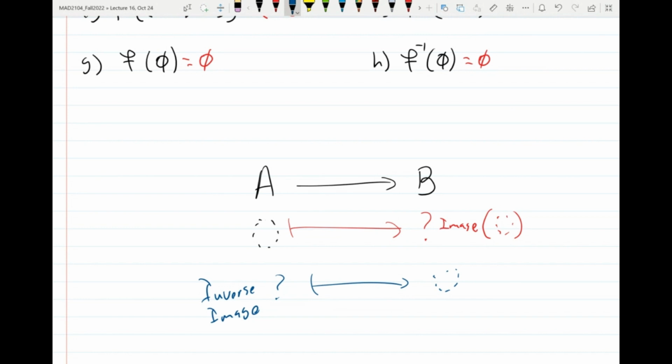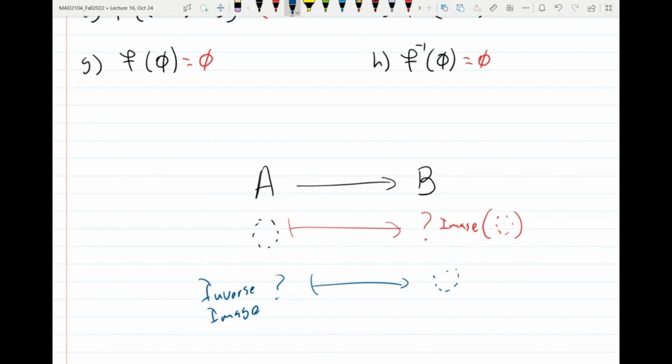Image, it has to come from here. Inverse image, it has to come from here. Inverse image is to go back. Image is to go forward. That's why we write the arrows and so on, so we have a clear understanding of directions, how we go. Okay, good.